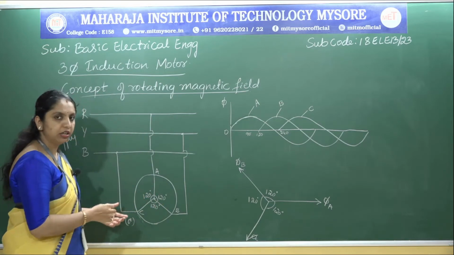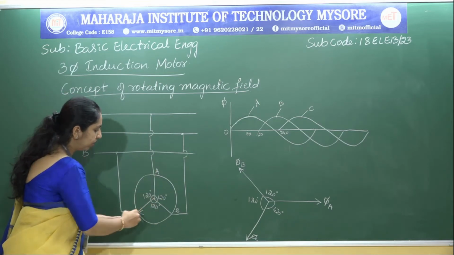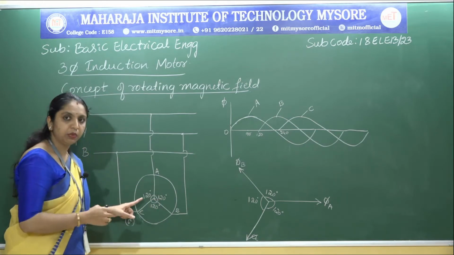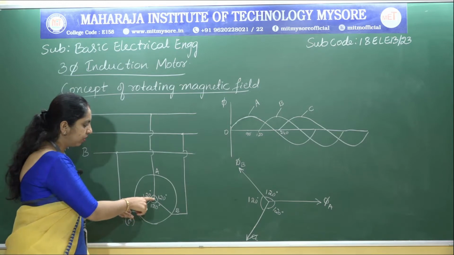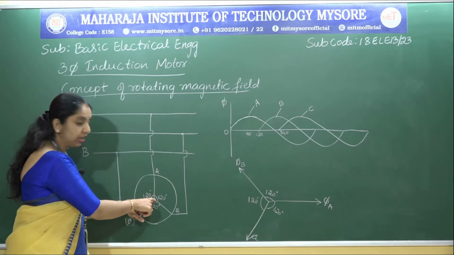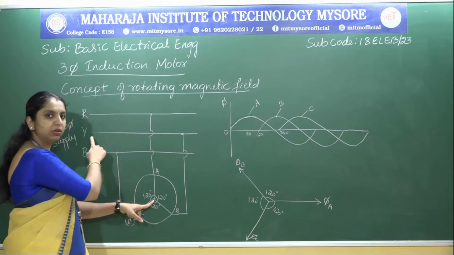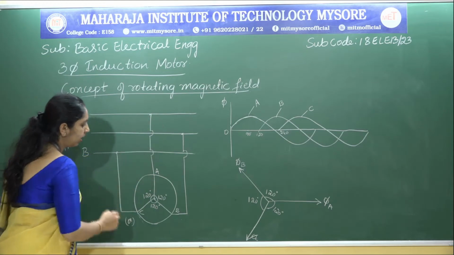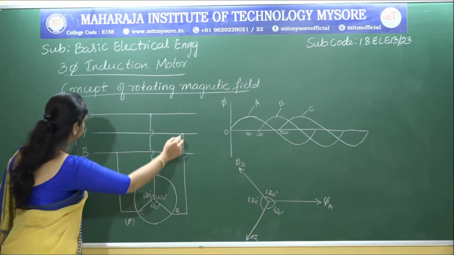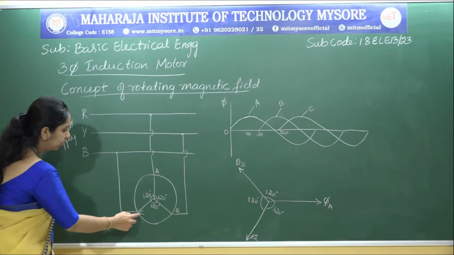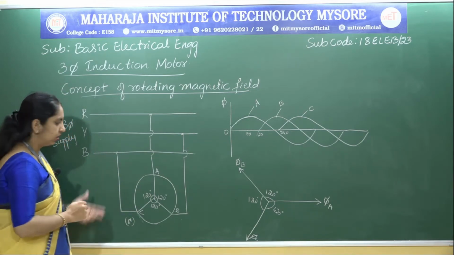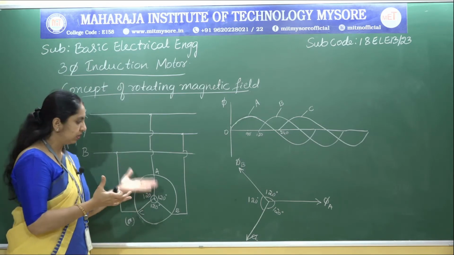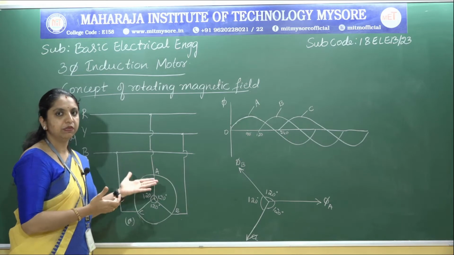As you can see here, these are the three windings, placed 120° apart. The starting ends of these three windings are given to the three-phase supply. Point A, the A winding, is given to R, the B winding is given to Y, and similarly the C winding is given to B. This picture depicts how these three windings can be connected to a three-phase supply.